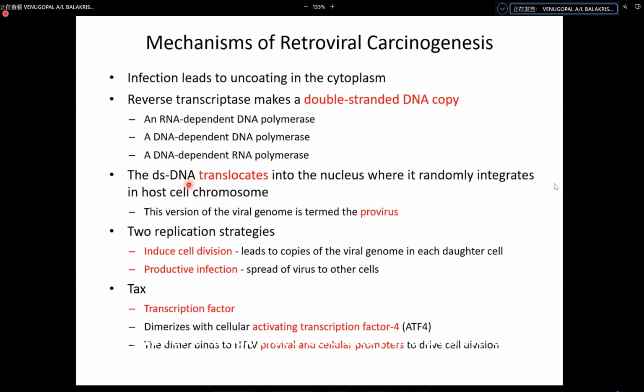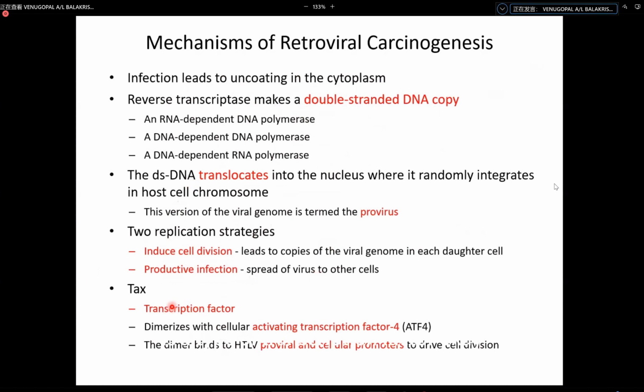Okay. The double-stranded DNA translocates into the nucleus, where it randomly integrates with the host cell chromosome. So now they have integrated into the host cell chromosome. This version of the viral genome is termed a provirus. And they also have two replication strategies: to induce cell division, or to do productive infection, spreading the virus to other cells.